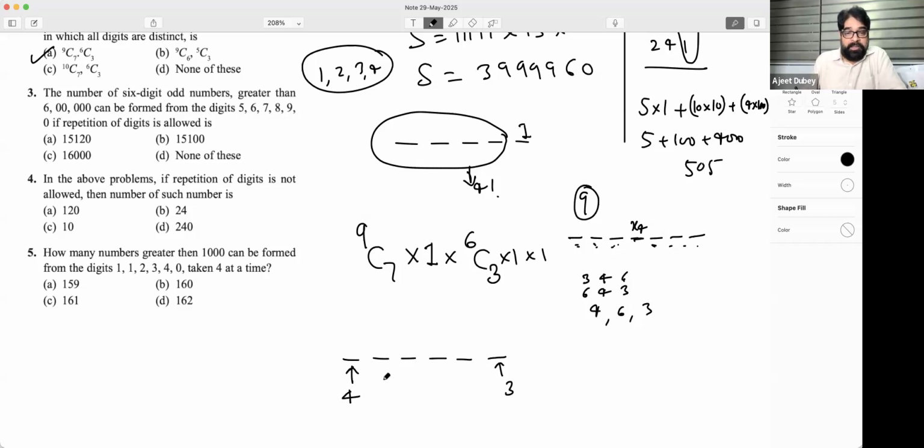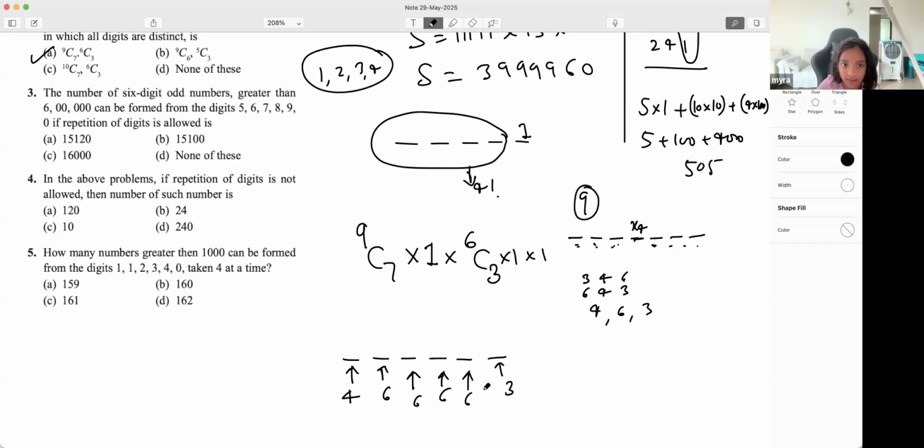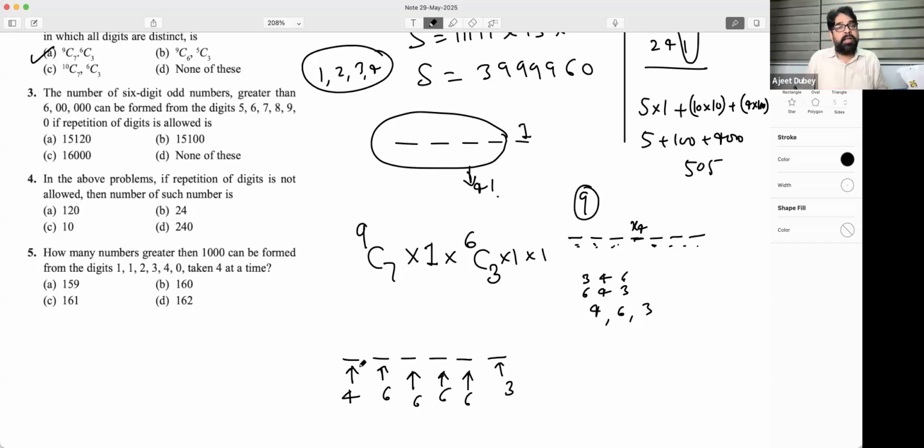And for the rest, no condition. This place can be filled by 6 ways. This place can be filled by 6 ways. This place also can be filled by 6 ways. This place also can be filled by 6 ways. But in this, one problem can happen. Can you notice what that problem is? Sir, there is a 6. No problem can happen. I don't think so. So 4 into 3, 12, into 6 power 4.